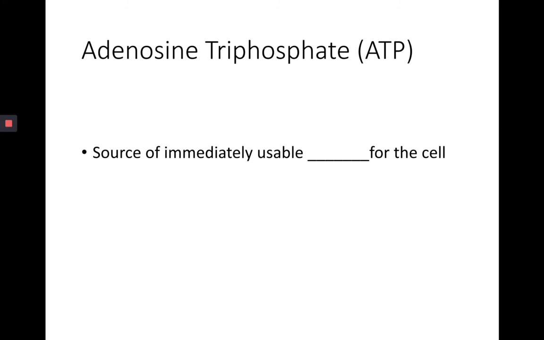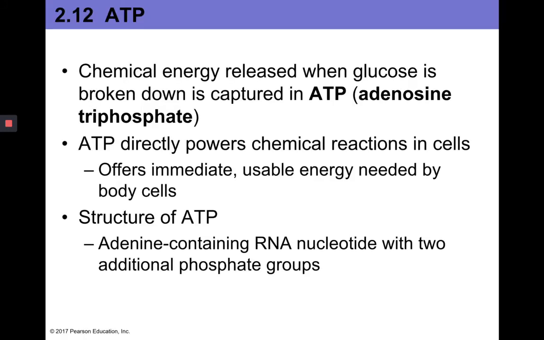A single nucleotide that is very useful in the human body is adenosine triphosphate, or ATP. This is the energy molecule for cells. It's a source of immediately usable energy for a cell. Again, that's ATP, adenosine triphosphate. Adenosine triphosphate is essentially just chemical energy.